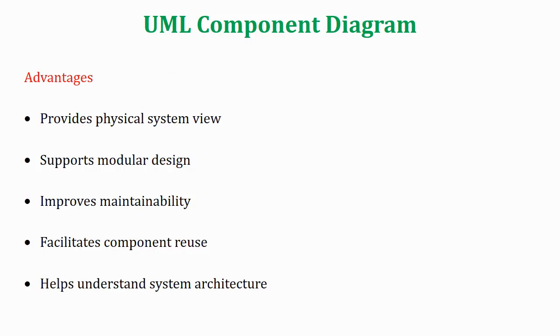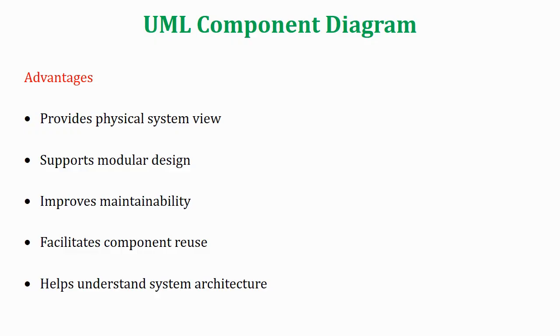Next one is, what are the advantages of a component diagram? It provides the physical system view and supports modular design. It will divide the complex design into small modules, so everyone can easily understand the concept, and it improves maintainability. So we can easily maintain. If anything is wrong, we can easily identify the particular module where we can do the recovery.